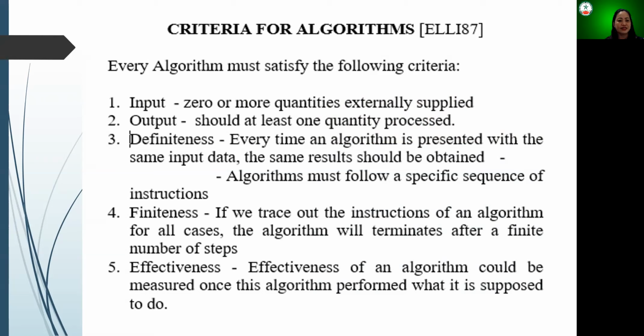And then third, based sa ating example kanina, create an algorithm that will display numbers from 1 to 10. So definitely, ang magiging output niya ay yung values. Pero, isang set of values lang yon na ang ma-display ay yung values na 1, 2, 3, 4, 5, hanggang 10. Alright? And then third is definiteness. So when we say definiteness, ayan, definite, specific. Ibig sabihin, sabi niya rito, every time an algorithm is presented with the same input data, the same result should be obtained.